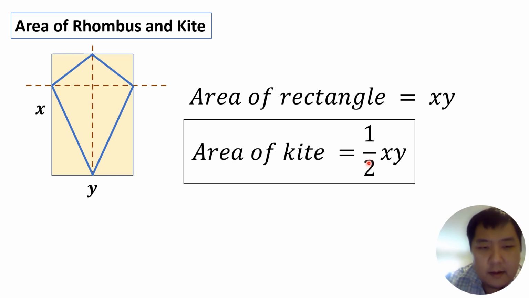Now, an important thing to note: x and y here don't refer to the sides of your kite. It's not the side of the kite times the side of the kite. The x and y refer to the distance from one corner to the opposite corner. The length from this corner to the opposite corner is x, and the length from this corner to the opposite corner there is y. The x and y refer to the length across the kite.